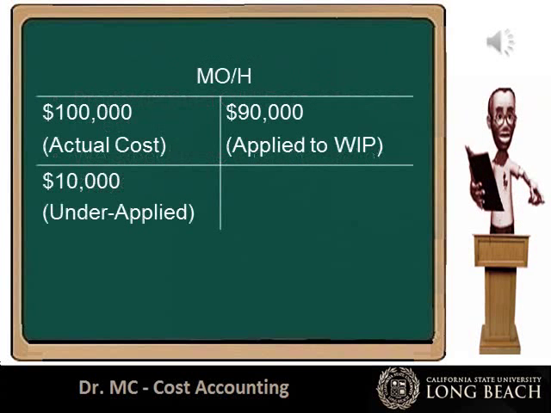Consider the example on the slide. The firm actually incurred $100,000 of overhead during the year, and placed that overhead in its manufacturing overhead account. During that year, using a predetermined overhead rate, that firm applied $90,000 of overhead to the units that it produced, and it transferred that amount to work in process. At the end of the year, there is a debit balance of $10,000 in the manufacturing overhead account. Because the firm did not apply enough overhead to the units that it produced, we say that the overhead was underapplied. We have to close out the manufacturing overhead account, and we need to correct our mistake.